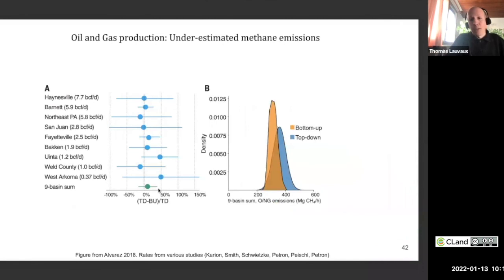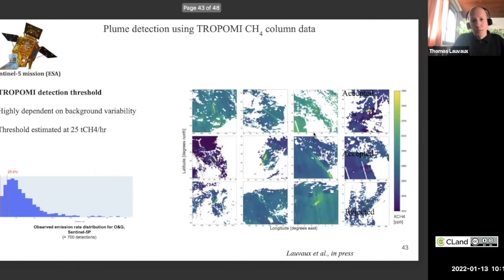Well, because every time we looked at top-down, and top-down means inversion here, every time we had aircraft flights or a tower system or a drone flying over, we found an underestimation by the inventories. The bottom up, what we call bottom up, the inventories systematically underestimate by a factor of 2 to 3 the natural gas emissions. So interestingly, you can look at where it comes from.